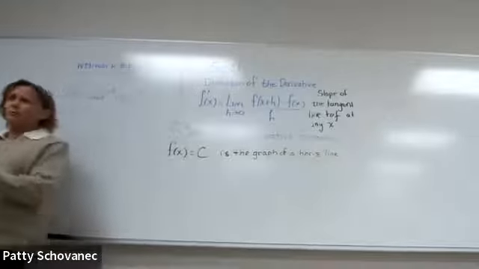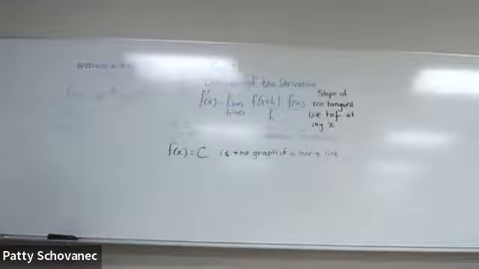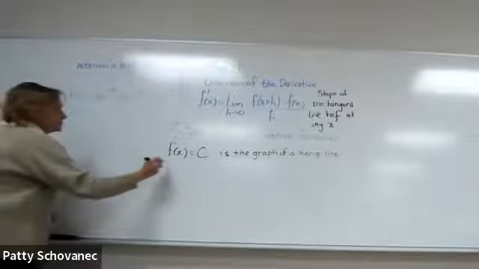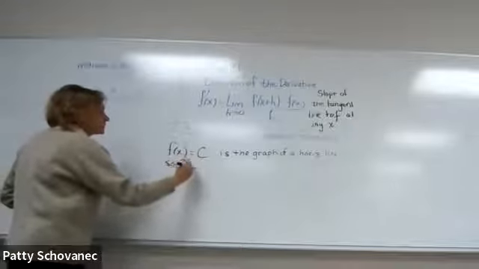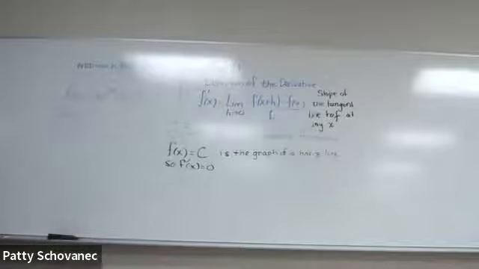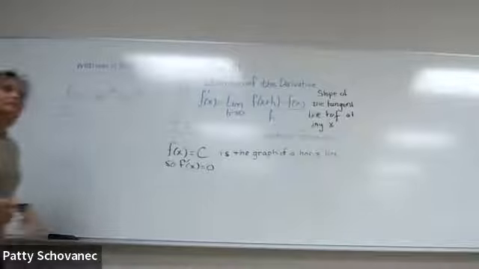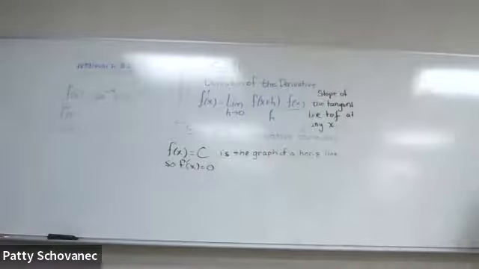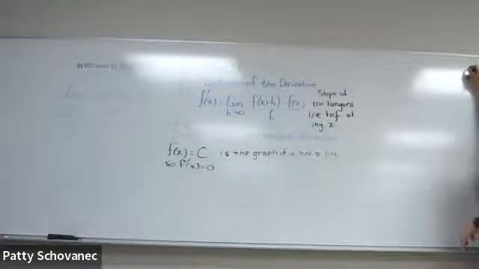So its derivative should represent the slope of a horizontal line. Can you tell me what the slope of a horizontal line is? It's 0. So my first derivative rule is that the derivative of a constant is equal to 0. I'll put it over here. All right, so our first derivative rule is that the derivative with respect to x of any constant is equal to 0.